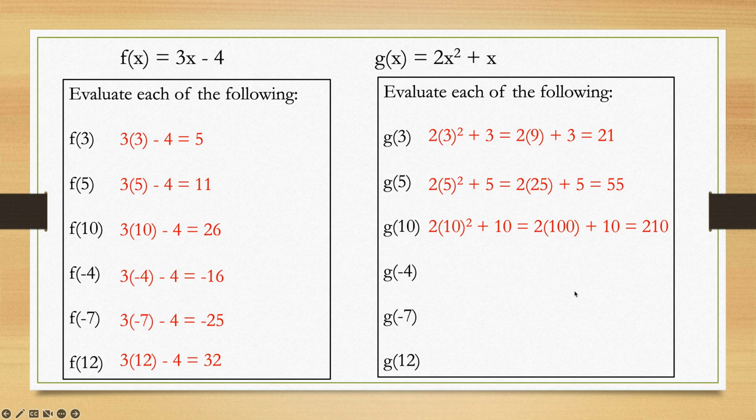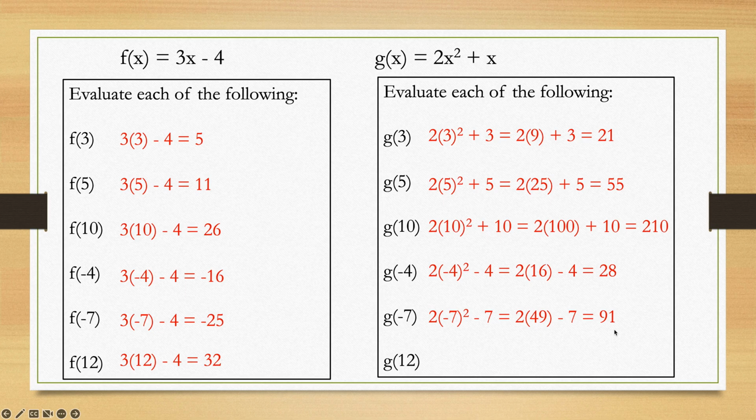It'll tell you the output's 210. Go to where the input's negative 4. It'll tell you that the output is 28. Go to where the input is negative 7. That first column is the input. And that would tell you that you're going to get 91.